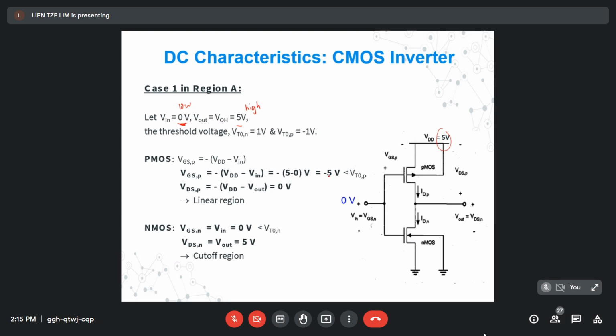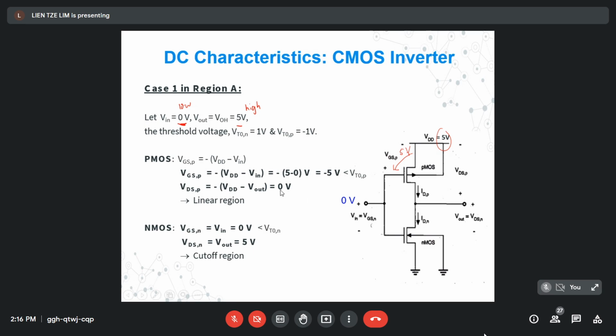At minus 5 volt, the PMOS actually operates in linear region, and the VDSP is 0 volt. If I label here VDS, this is 5. The sign here is reversed. This should be minus 5 volt, but the magnitude here is 5 volt. And then the VDSP is actually 0 volt.